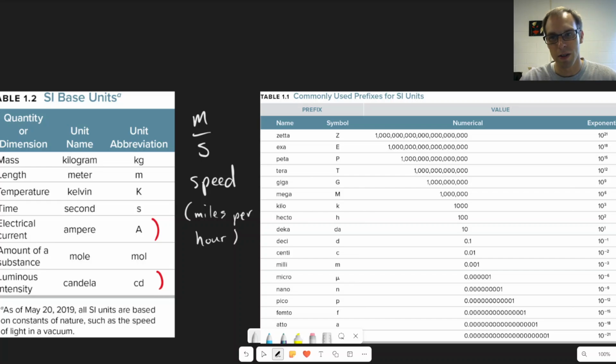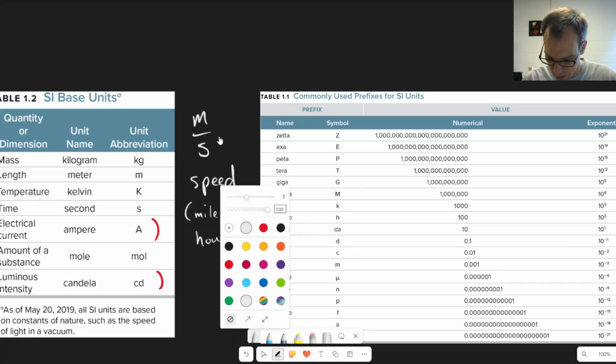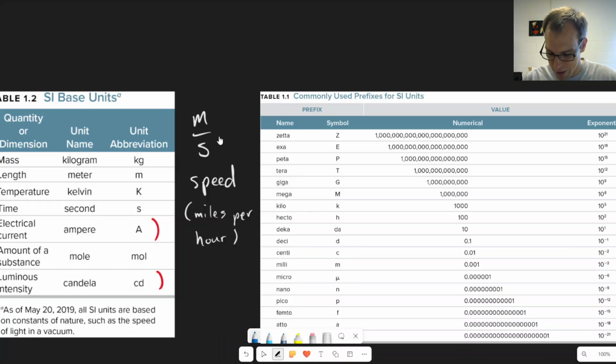The other thing we can do is use these prefixes that are in table 1.1 here that allow us to combine these with the base units, or even not just the base units, even things like other units that are made from the base units, to define things in terms of powers of 10.